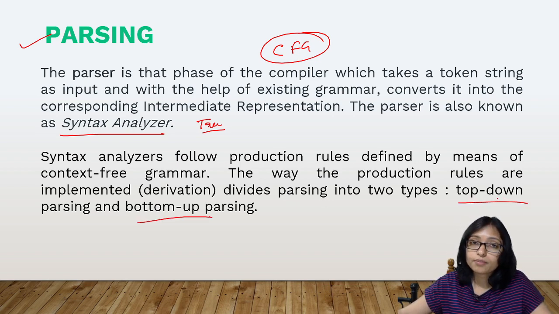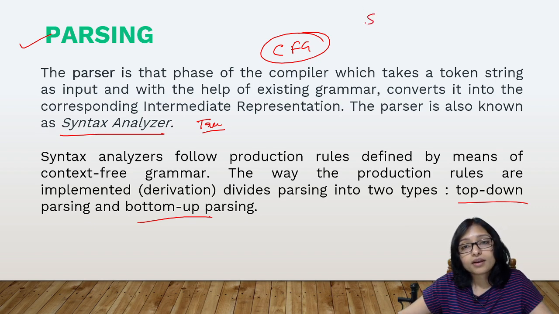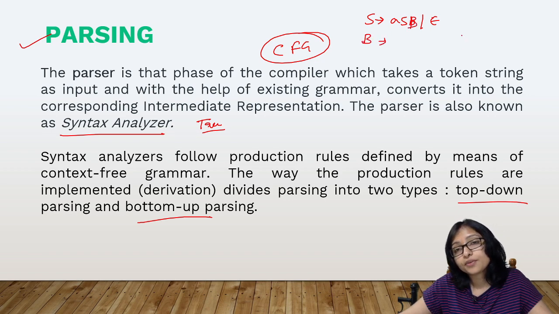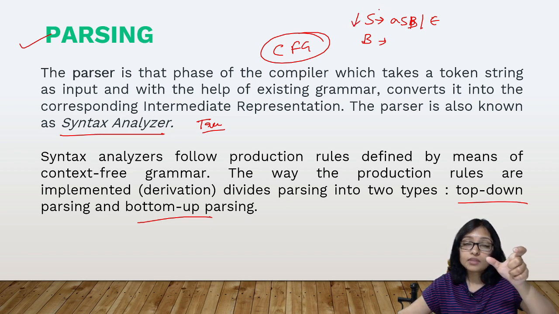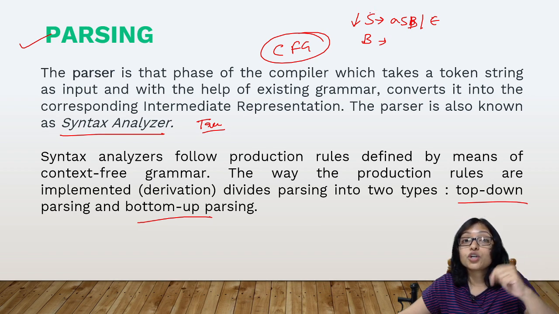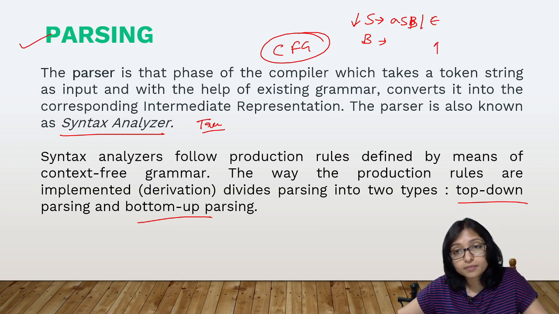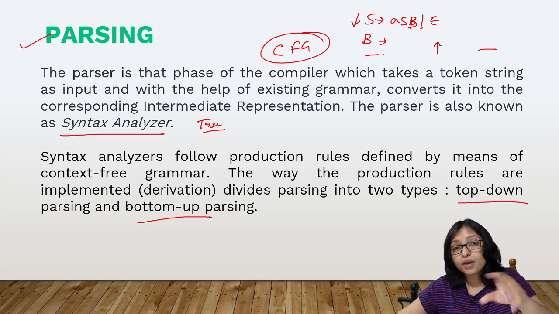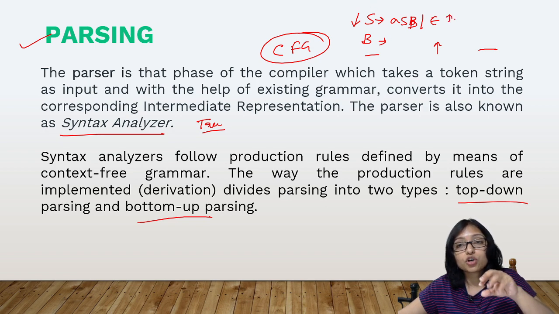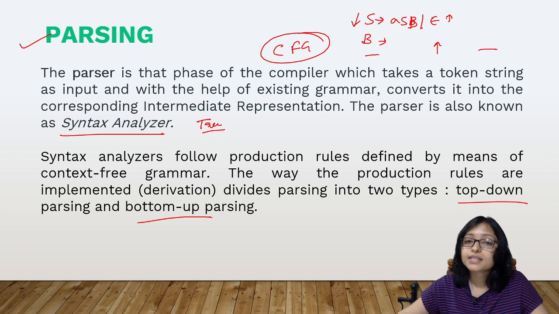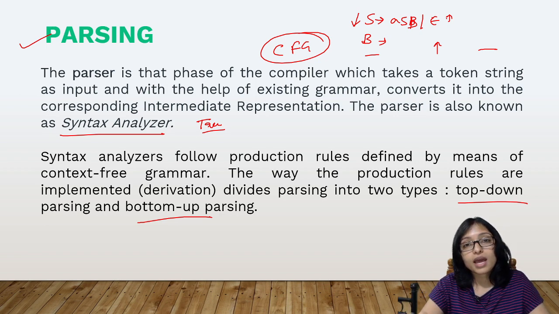What is the difference between bottom up and top down? We are writing the grammar, right? Say S implies A S B or epsilon, and maybe here I am writing capital B. So when you are starting with S and you are trying to see whether the string is generated or not, that is called top down. When you are starting from the bottom, with the string you are matching with the grammar, which production is matching, and ultimately you are able to reach S or not, that is called bottom up. That is the main difference between top down and bottom up.